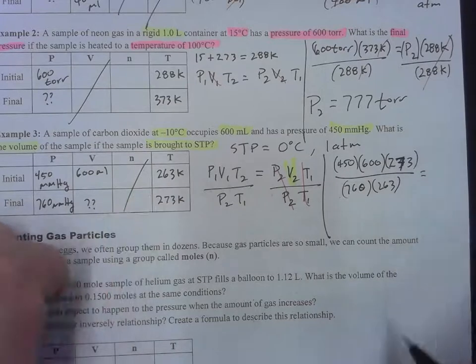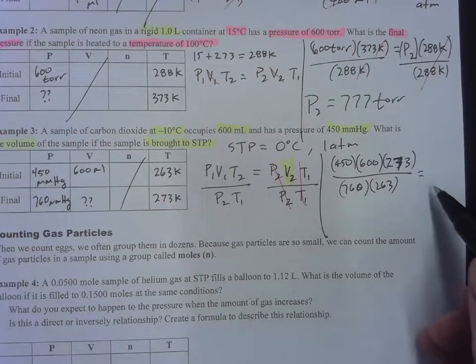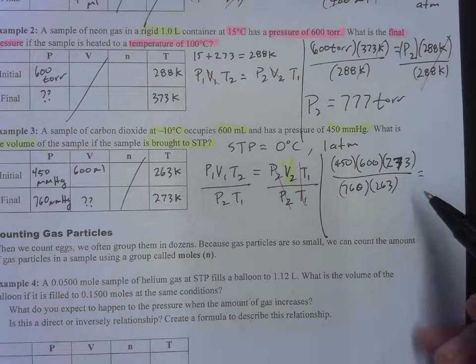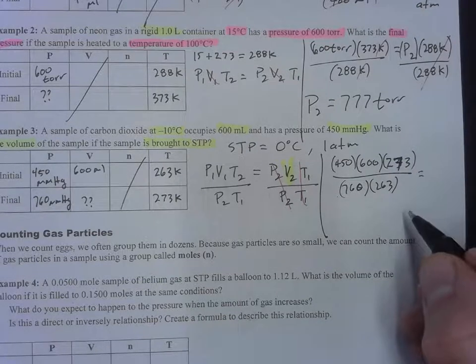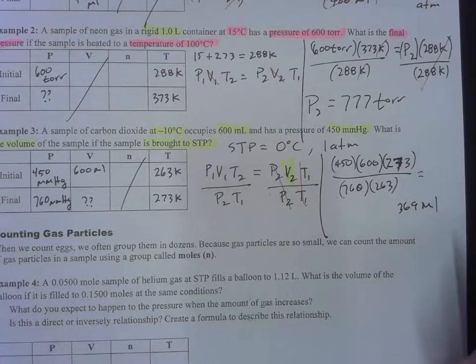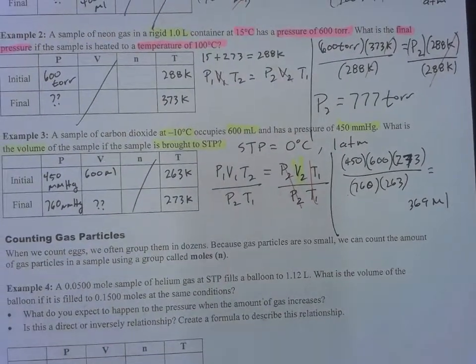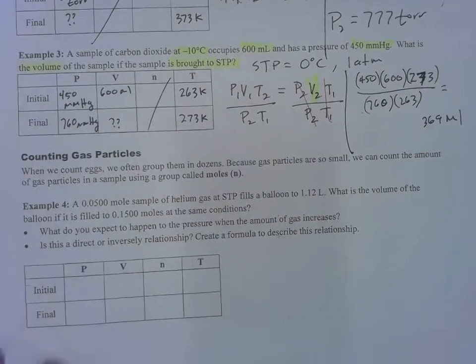Okay, when I do that math, you got to show your units. Now I'm trying to save space, but you have to show your units because it's going to tell you that everything cancels out here except for milliliters. Alright, and when I do that math, I get 369 mL. And that's how I solve this. Okay, I will teach you moles and how to count gas particles at a later time.